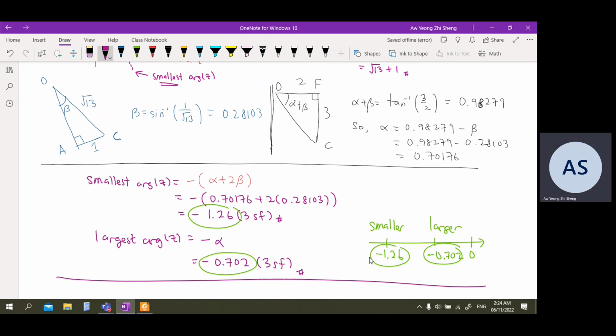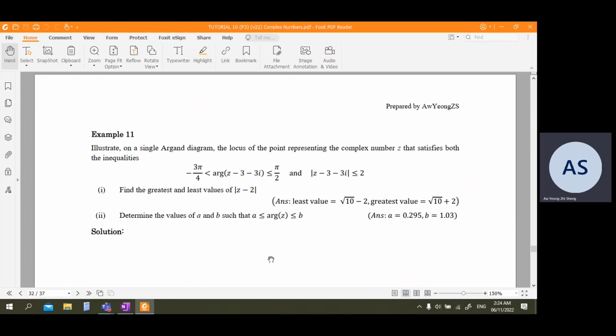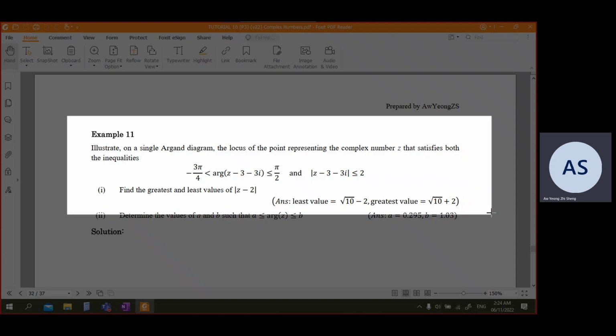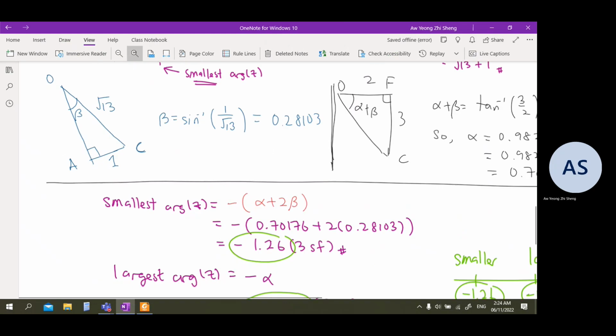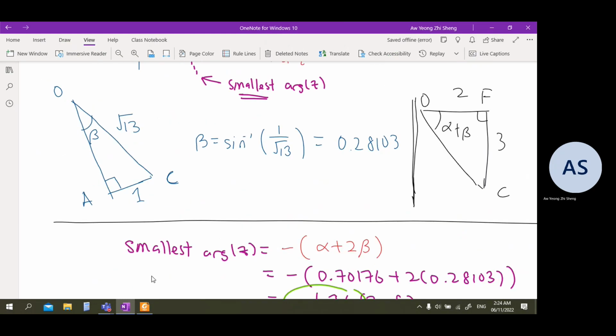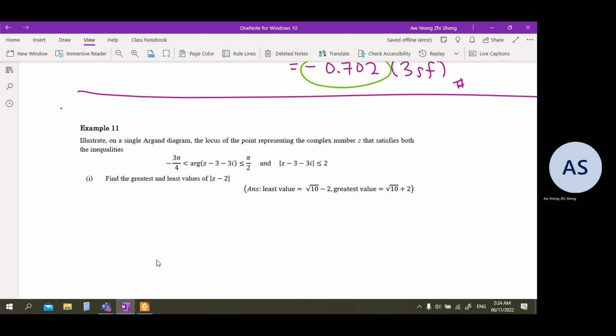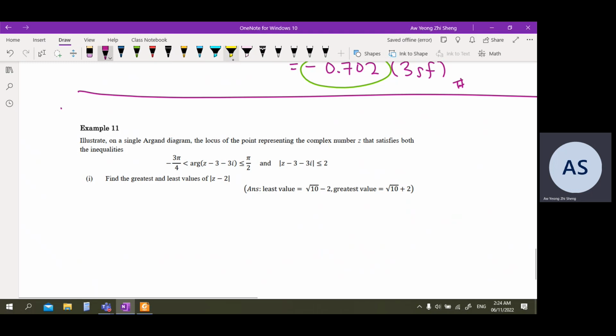Okay. Last example of this chapter, example 11. But this will be a challenging one. To illustrate on a single Argand diagram the locus of the point representing the complex number z that satisfies both of these inequalities. So they want us to draw on the Argand diagram the locus of the point that satisfies both of these inequalities.